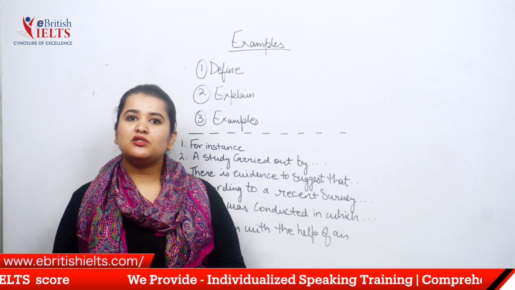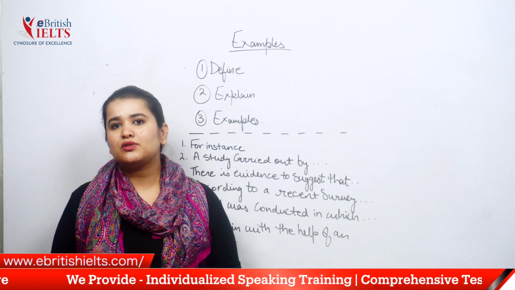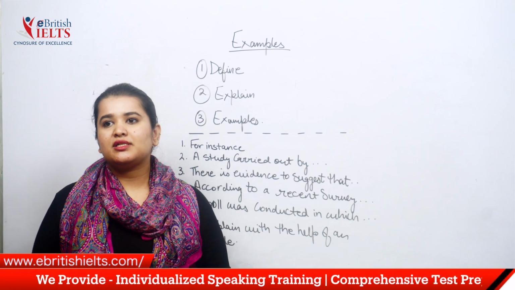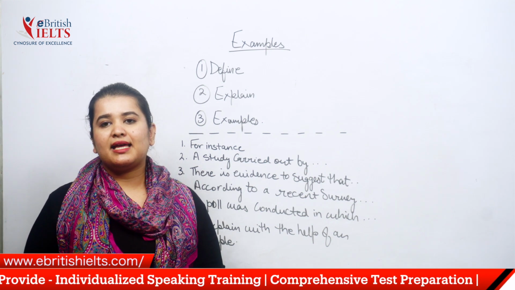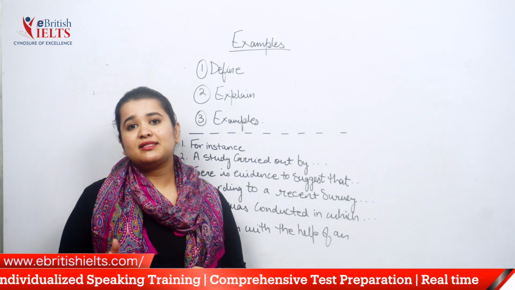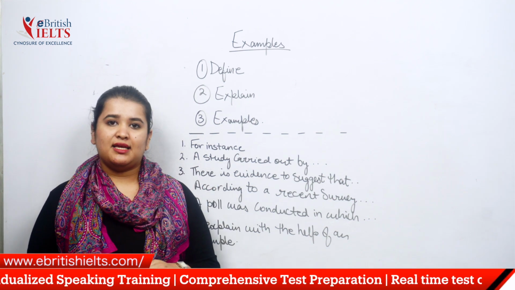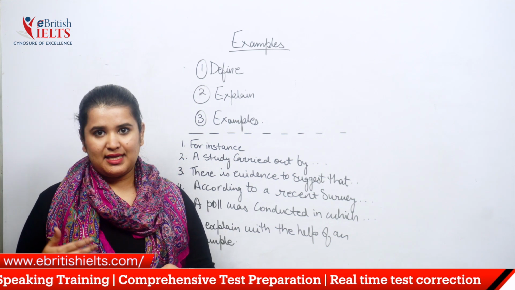But in writing task 2, you're always asked to either disagree or agree with a certain notion, to state advantages or disadvantages, or to mention causes and solutions to a certain problem. So obviously, giving examples is one of the best ways to boost your answers and make a great impression on the examiner.